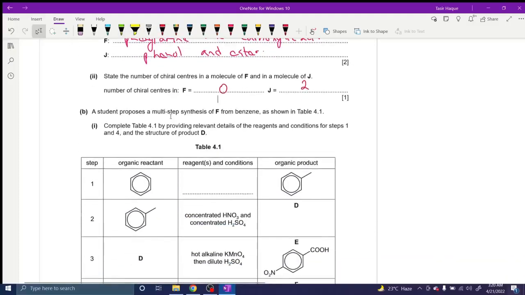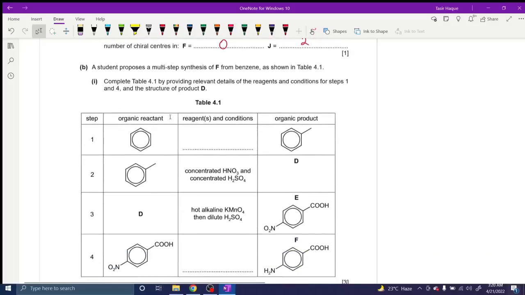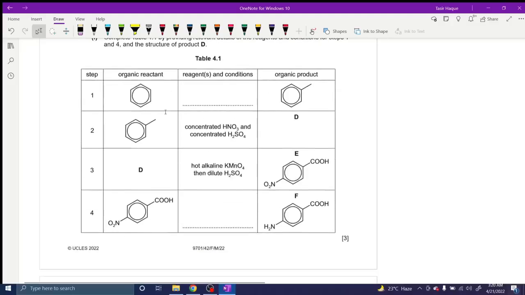The student proposes a multi-step synthesis of F from benzene as shown in table 4.1. Complete table 4.1 by providing relevant details of the reagents and conditions for step 1 and 4. Okay. So we want to produce methyl benzene from benzene. So what do we need? We just need CH3Cl, right? And the catalyst, aluminium chloride, right? You could say heat for Friedel-Crafts alkylation, but they didn't write in the mark scheme.